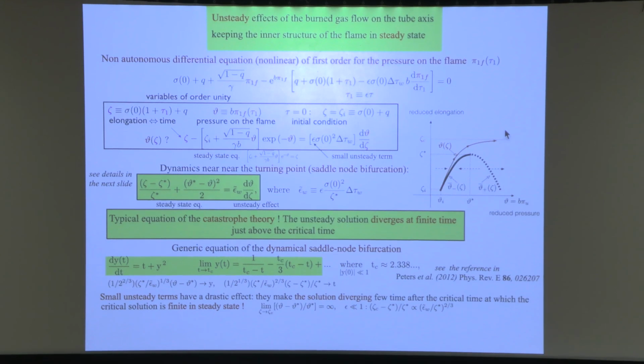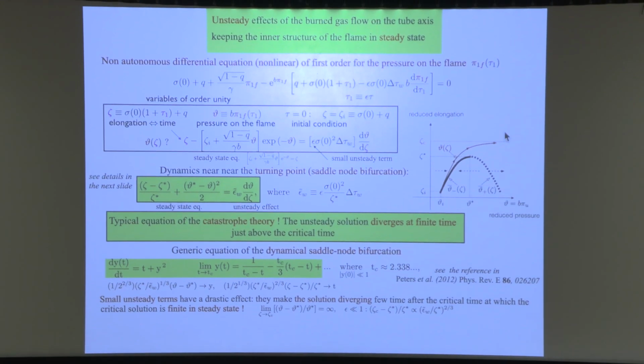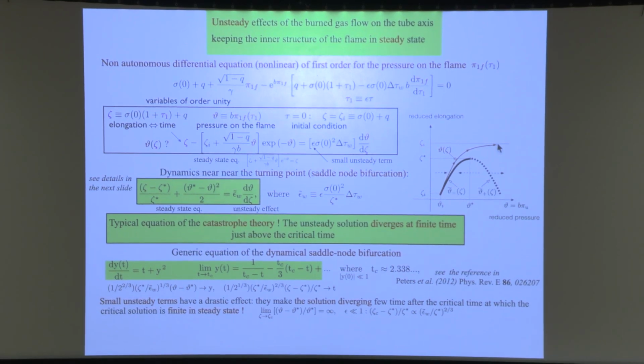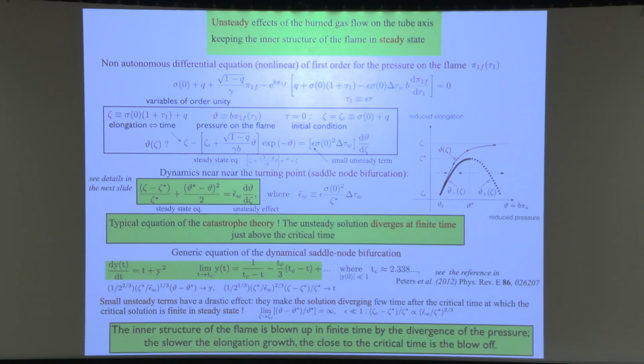Okay, so this is the art of a small and steady effect. With this small and steady effect, you only know that the gradient of the velocity is going to diverge. This is a good indication that something is going to happen. But now you are saying more. You are saying, okay, not only that, but the pressure is going to diverge a short time after the critical time. So I can finish.